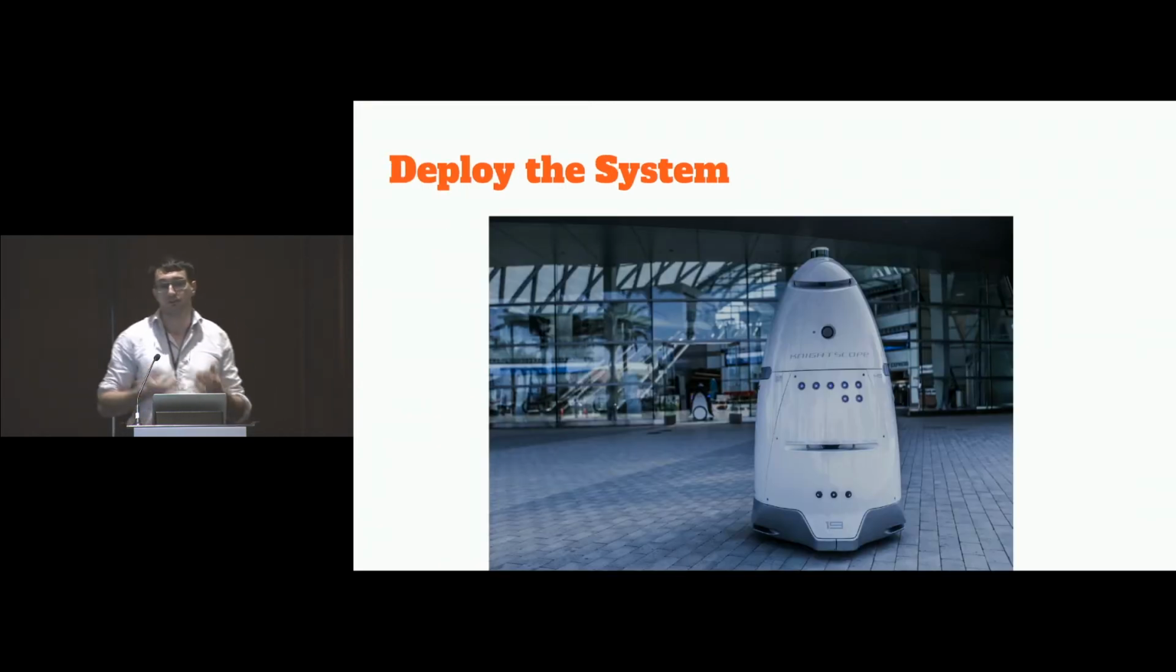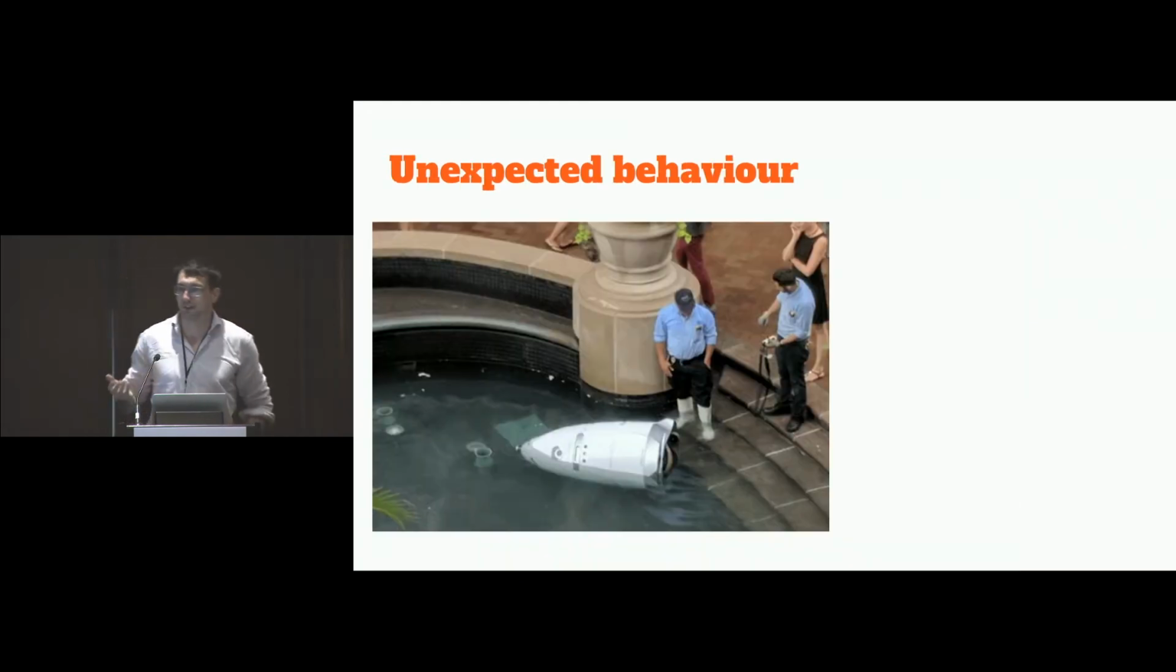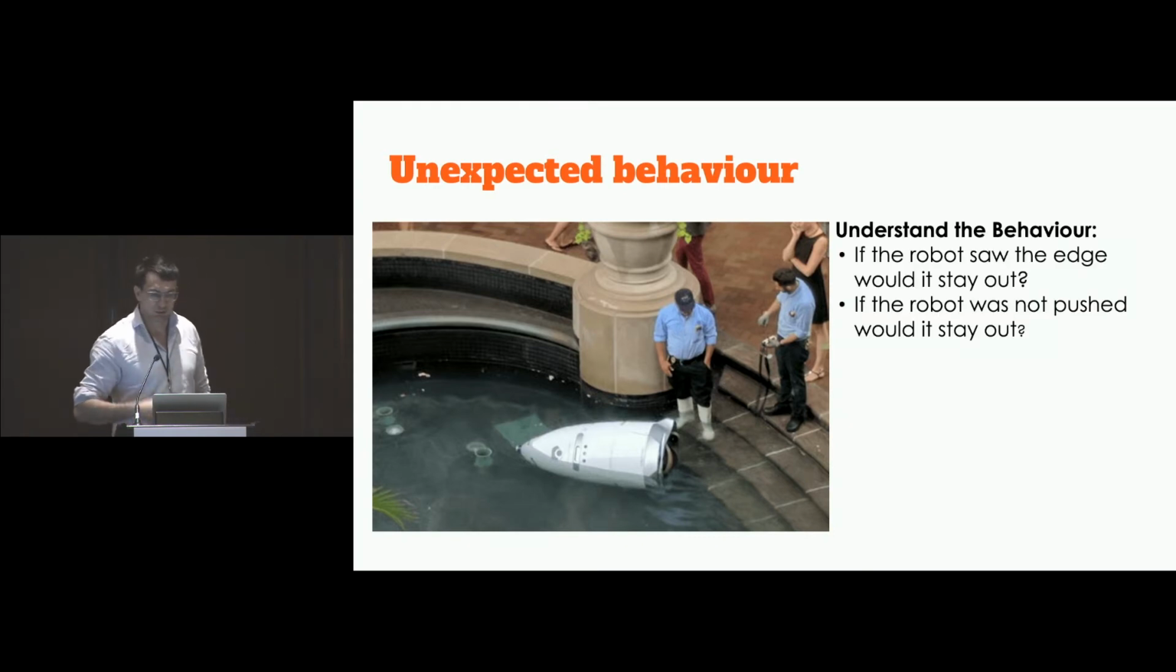Suppose you have a fully automated system, a security guard of some kind. You go, okay, I'm going to put this into practice. I'm going to deploy the system and see what happens. You're faced with unexpected behavior. Something goes wrong. And then you think, well, I don't really know much about robots, but how can I fix this? You turn around and ask, can we understand the behavior using counterfactuals? So we say, if the robot had seen the edge, would it have stayed out of the pond? Or maybe if no one had pushed the robot in, it would have stayed out of the pond.